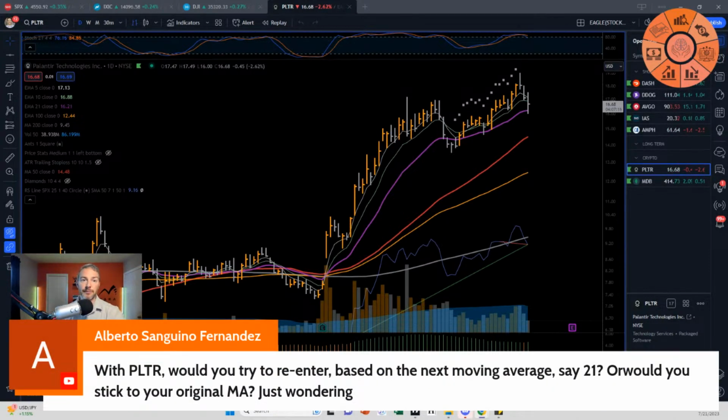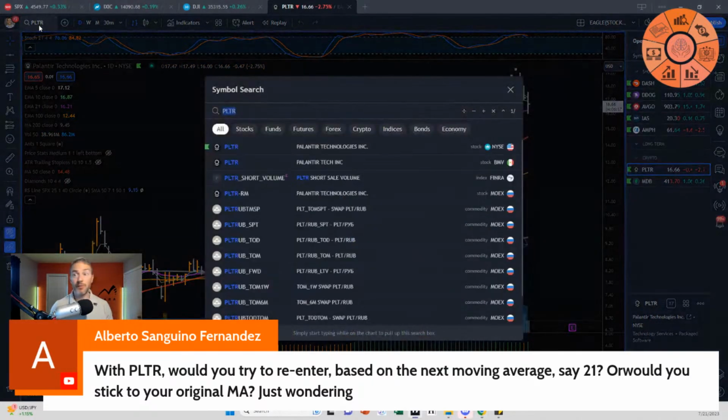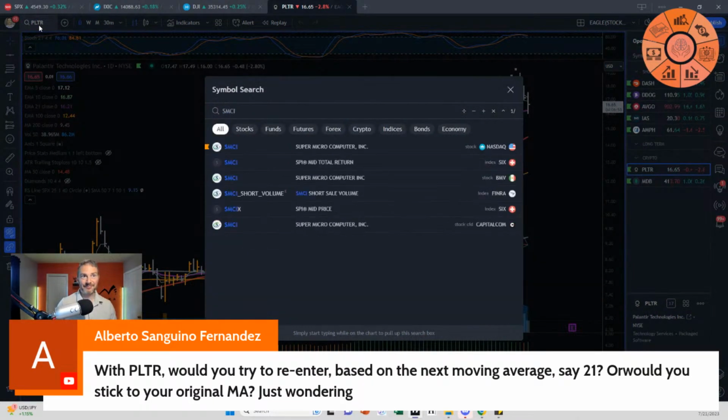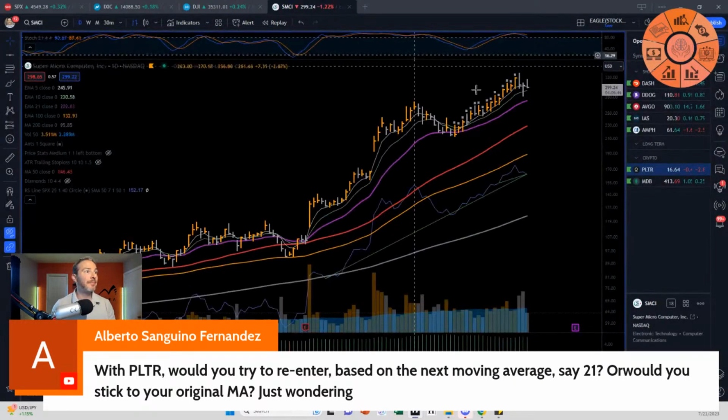With Palantir, would you try to re-enter based on the next moving average, say the 21, or would you stick to your original moving average? Just wondering. Great question. Really like that one. Okay, so the way that I would trade this, and also this is a very good point as well, Alberto, you seem like you have some experience, so we'll go a little bit more advanced here.